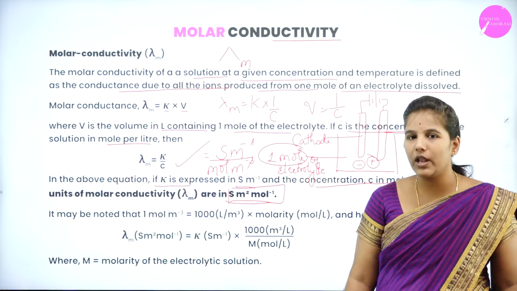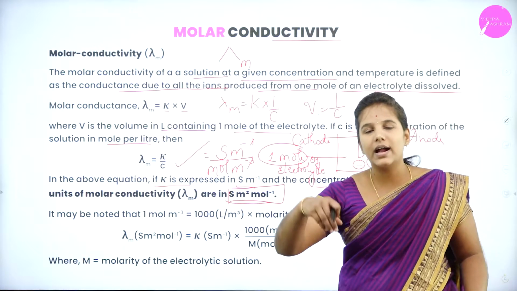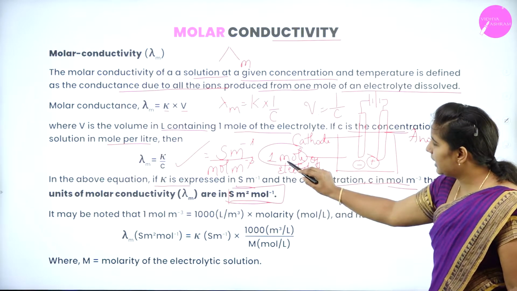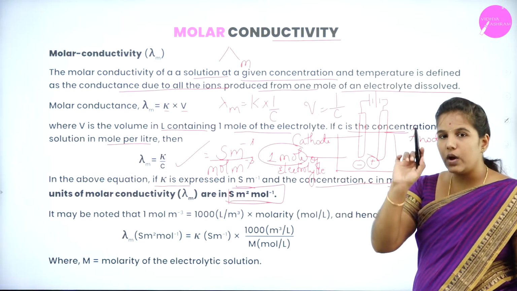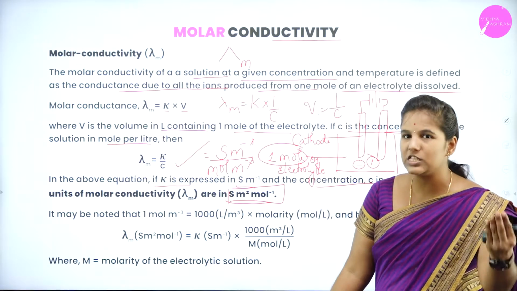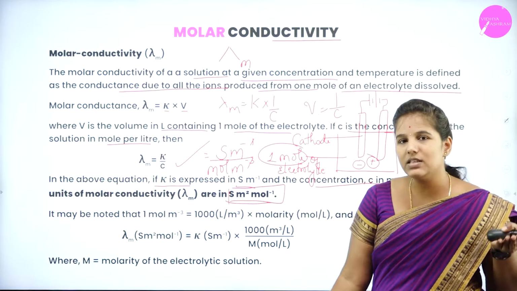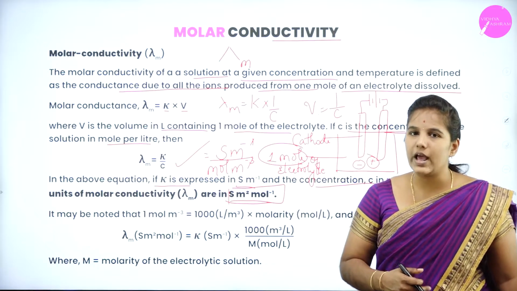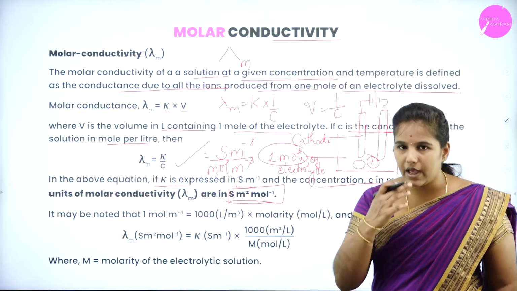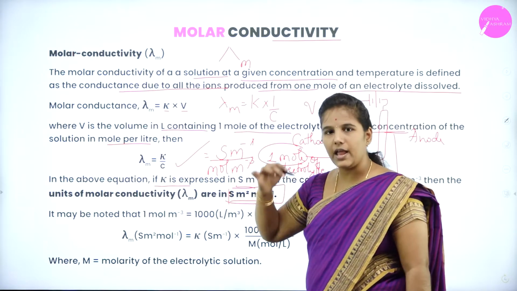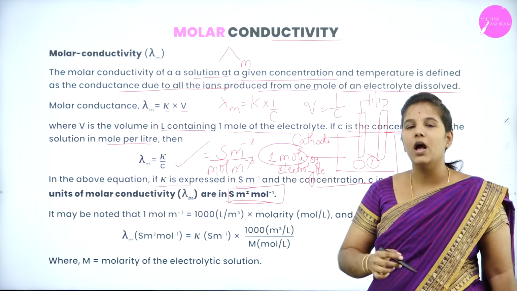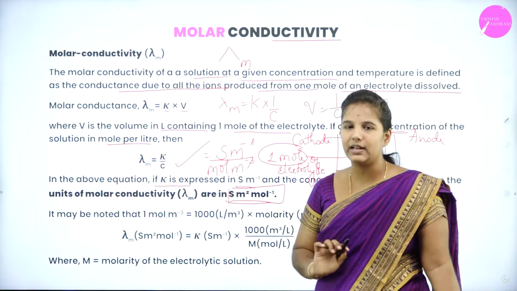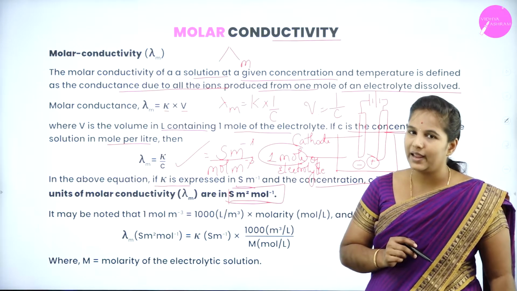Understood? So what is molar conductivity? It is nothing but the conductance due to all the ions which have been produced by taking 1 mole of electrolyte. So only 1 mole of electrolyte is responsible for producing ions. These ions will be responsible for conducting the conductivity. That is known as molar conductivity. And we have understood that molar conductivity can be represented by lambda m, which is equal to K into V, where K is the specific conductivity and V is the volume of the electrolyte.